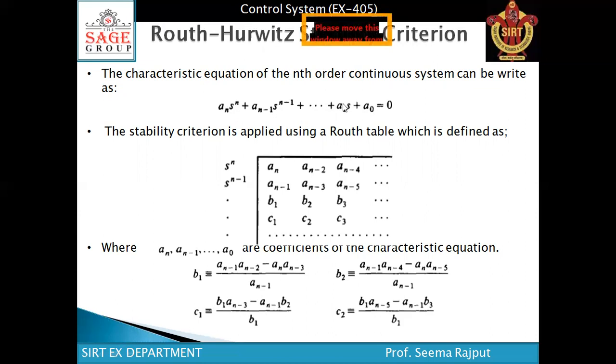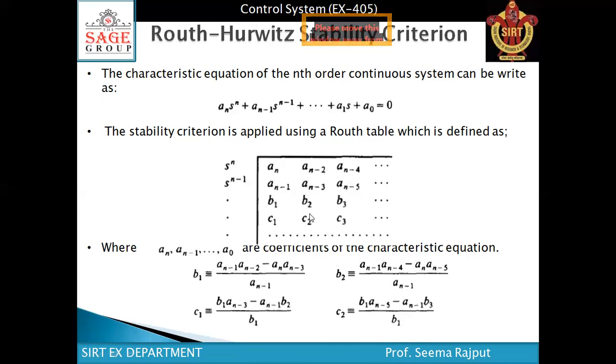Here a_(n-2), a_(n-2). The basic thing is that if the characteristic equation starts from an even power of the polynomial, we have to start with the even coefficients. If it starts with an odd power, we start with the odd coefficients. So here it is s to the power n. We start with s to the power n: a_n, a_(n-2), a_(n-4). All these are the even-numbered coefficients. The next row is a_(n-1), a_(n-3), a_(n-5).